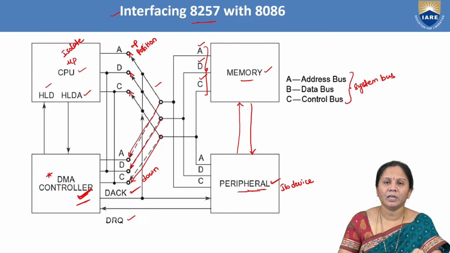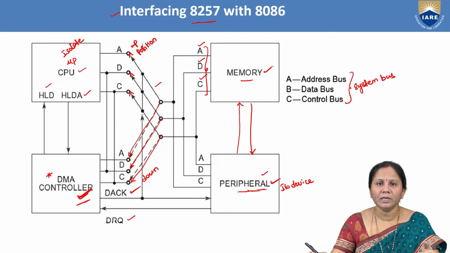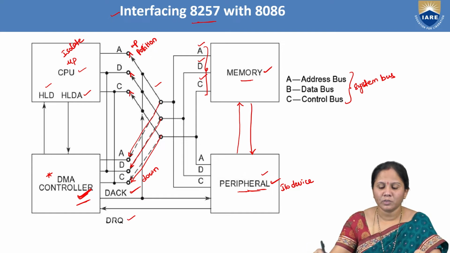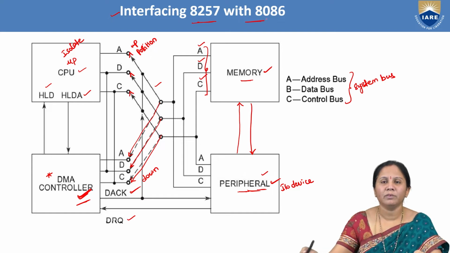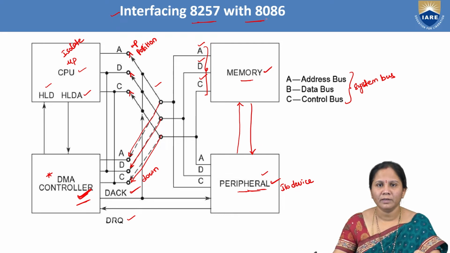Then with the help of this DMA controller, the peripheral devices and the memory can have the data transfer. So this is the main concept of using this DMA controller for data transfer between memory and IO devices.